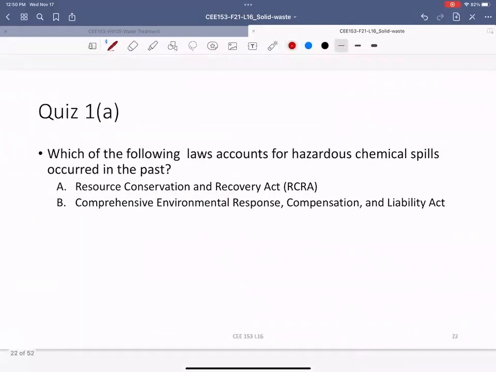I discussed this one. So now that we've discussed all that, let's have an example quiz question. Which of the following laws accounts for hazardous chemical spills that occurred in the past? So think of anything that happened in the past. Which one of those has a word that relates to things in the past? Raise your hand if the answer is A. Nobody. Raise your hand if the answer is B. You got it right, because liability, that's past.